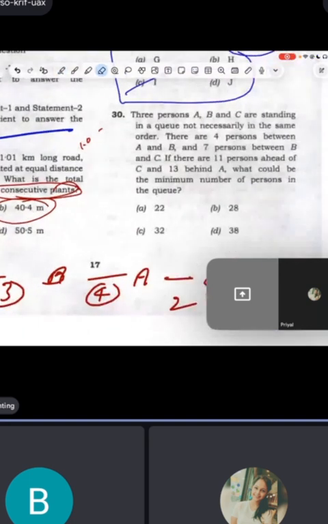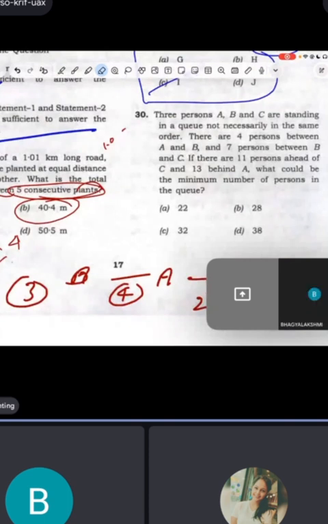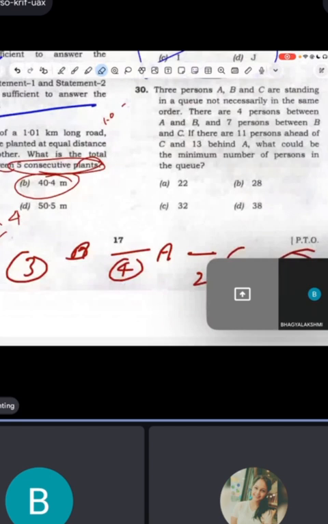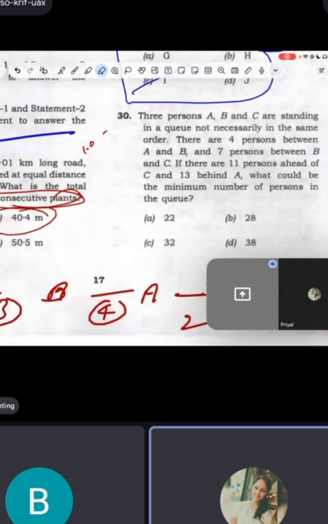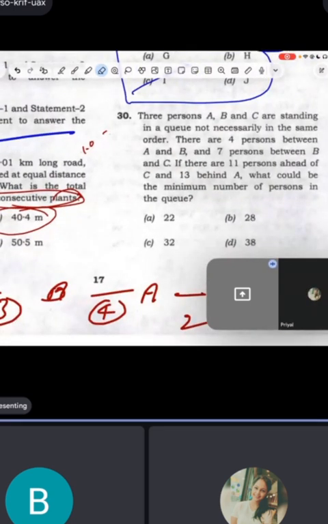Now read this question, Bhagya. Three persons A, B, C are standing in a queue, not necessarily in the same order. There are four persons between A and B and seven persons between B and C. If there are 11 persons ahead of C and 13 behind A, what could be the minimum number of persons in the queue? See, guys, this is an order and ranking question. But guys, if you solve with your conventional method, it will take at least 3 minutes to solve this question.